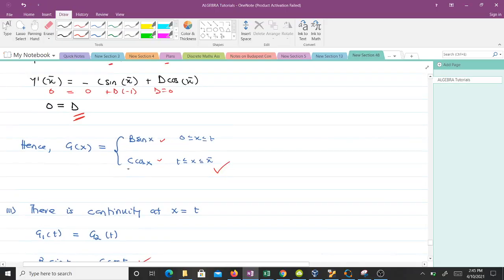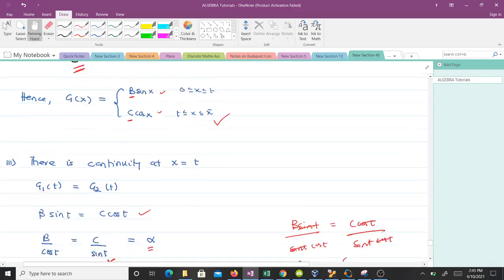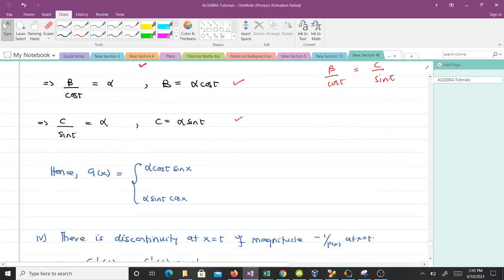So we come back here. Wherever we find c, we put that there. Wherever we find b, we put that there. So making that substitution will give us g of x will be equal to alpha cos t sine x, then alpha sine t cos x. I hope you get that.